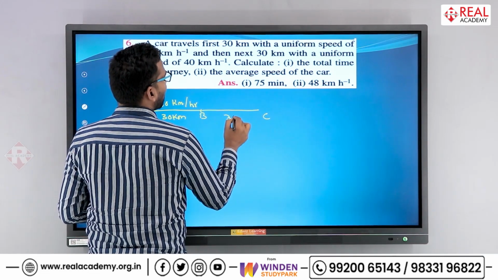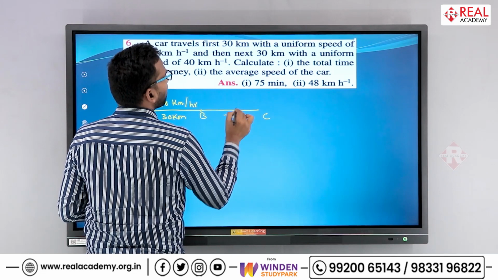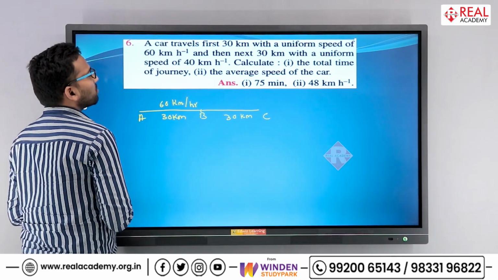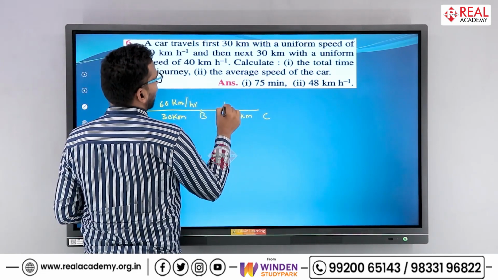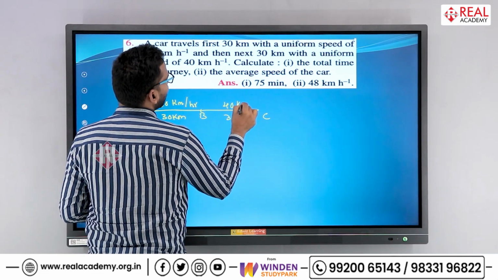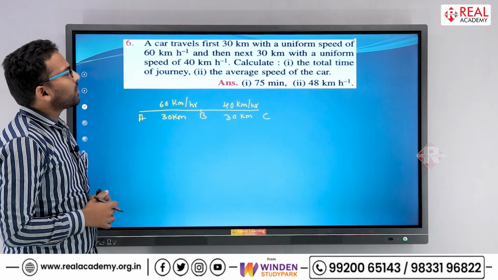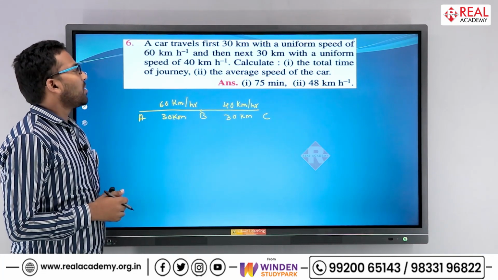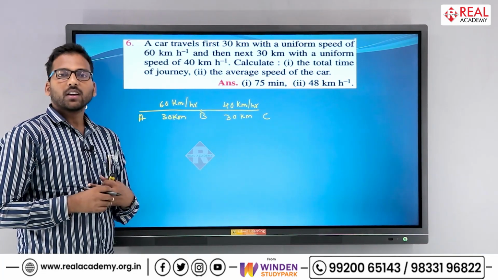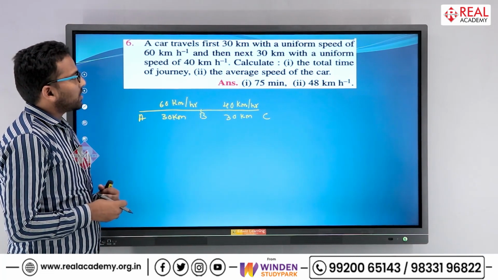kilometers let that be B to C. Okay, with a uniform speed of 40 kilometer per hour. Calculate the total time of journey.